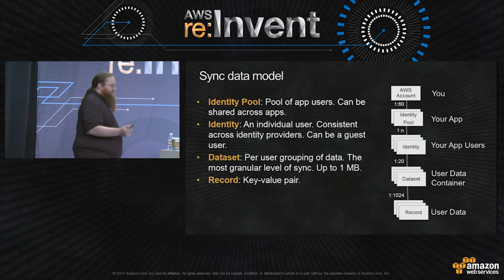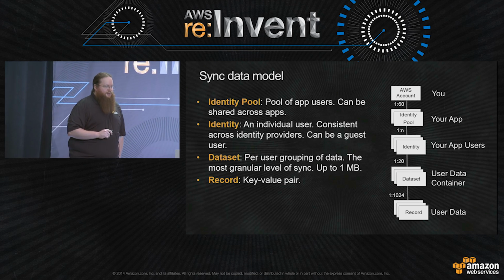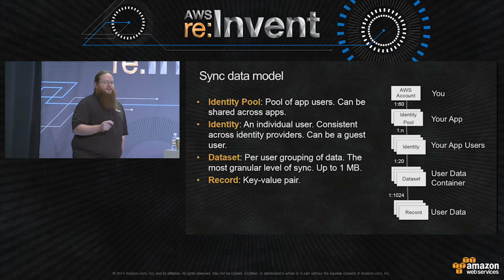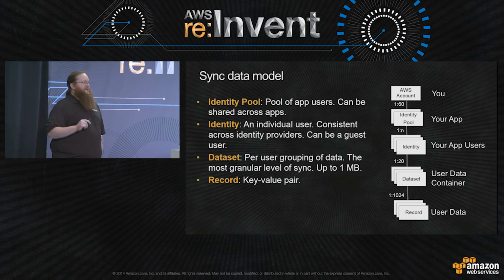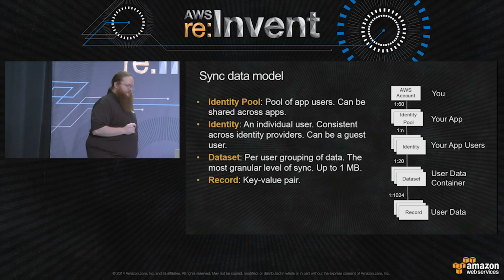So the sync model extends the identity model. Again, we have our AWS account at the top, our identity pools up to 60, unlimited number of identities. And inside of an identity, each identity can have 20 data sets, which is a collection of records. The data sets can be up to 1 megabyte in size. So effectively, you have 20 megabytes of storage per user.